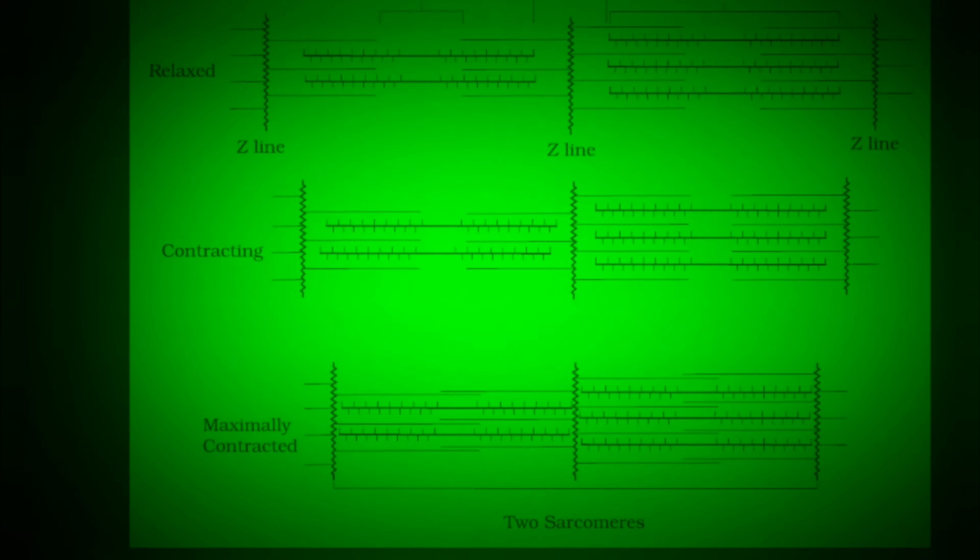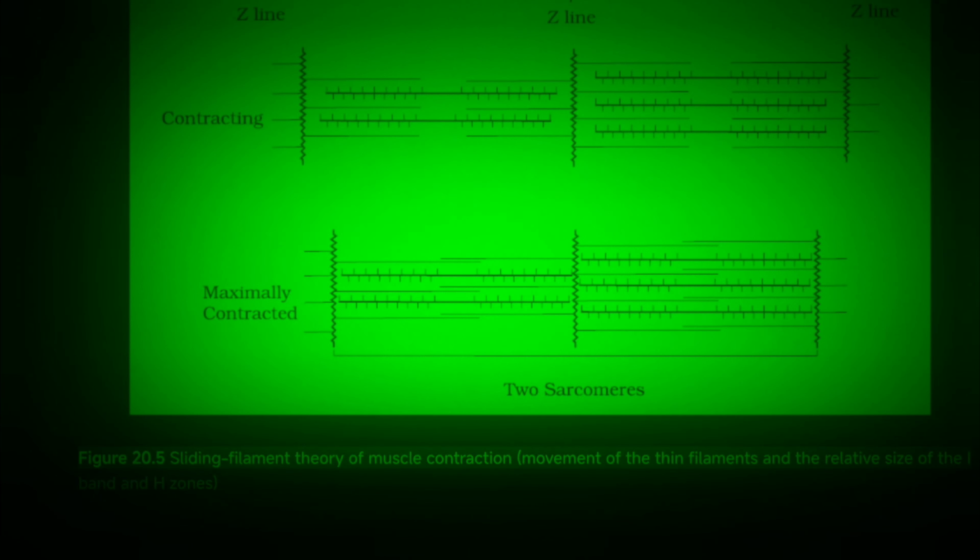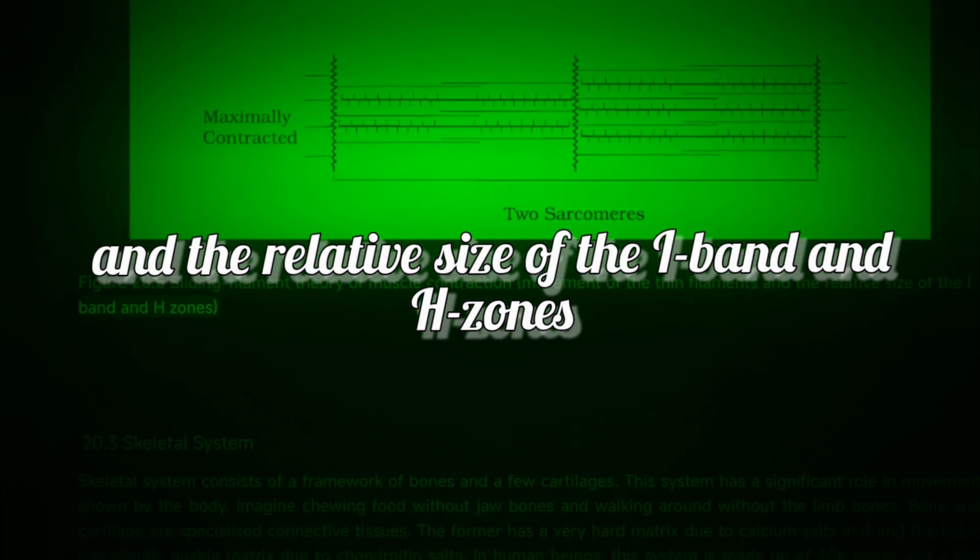Figure 20.5: Sliding filament theory of muscle contraction, movement of the thin filaments, and the relative size of the I band and H zones.